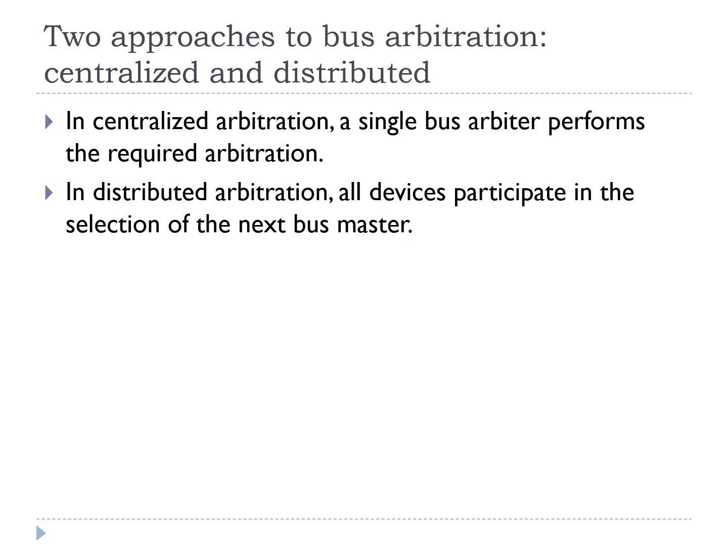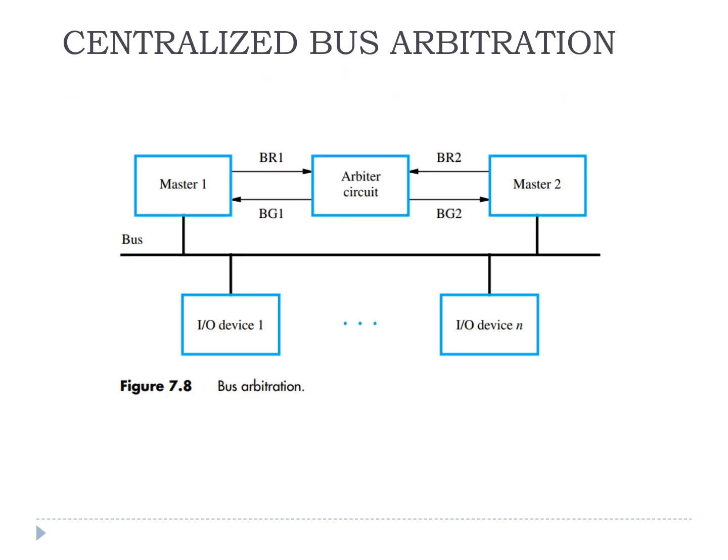There are two approaches for bus arbitration. One is the centralized arbitration and the other one is distributed arbitration. In centralized arbitration, a single arbiter performs the required arbitration. In distributed, all devices participate in the selection of the bus master. So first we'll see the centralized bus arbitration.